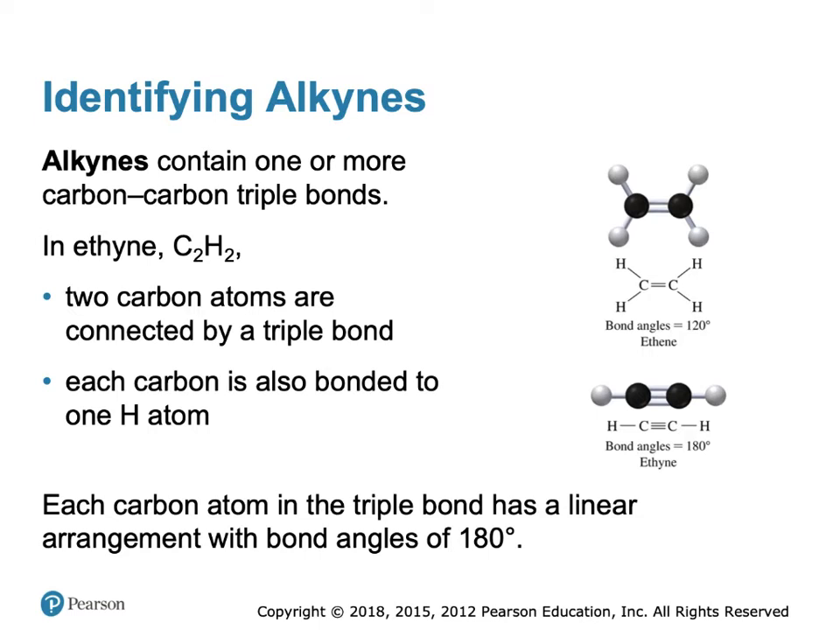Alkynes contain one or more carbon-carbon triple bonds, and that you can see depicted here. And you can see the difference in how a triple bond looks compared to a double bond. In ethyne, two carbon atoms are connected by a triple bond. Each carbon atom is also bonded to one hydrogen atom, and that's the case for ethyne. Each carbon atom in the triple bond has a linear arrangement with bond angles of 180 degrees.